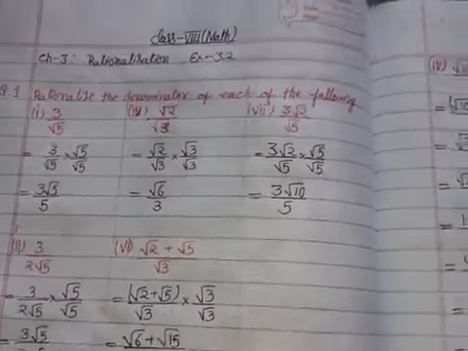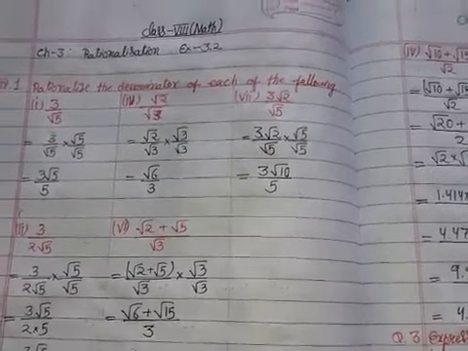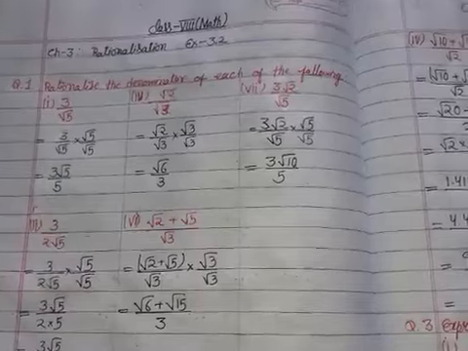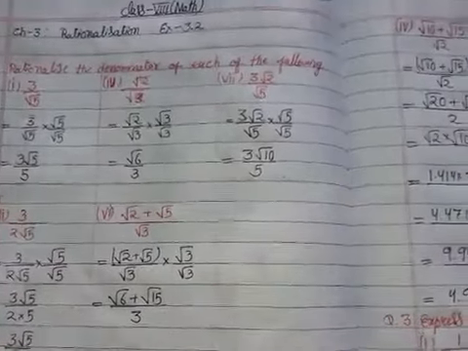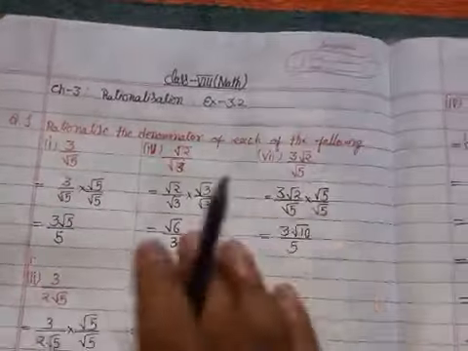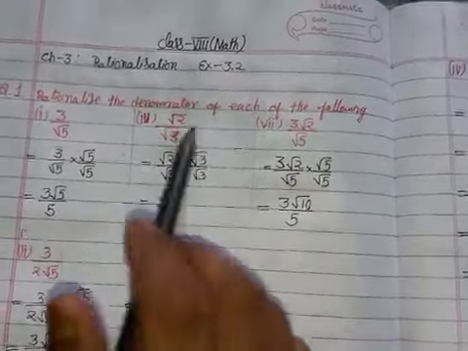Now it is your second exercise of rationalization. Okay, now what is the question? First question is: rationalize the denominator of each of the following. It is very easy.